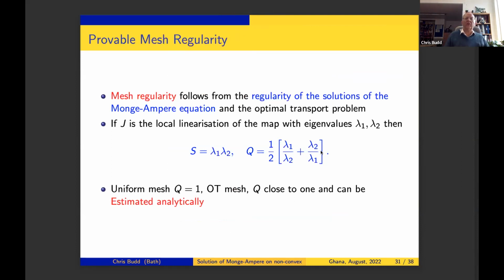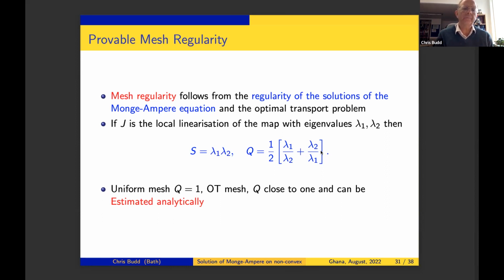But I just want to say something else. One of the key things about meshes is that you want to understand properties of their regularity. And two measures that are important: one is the scaling of the mesh elements, and the other is the skewness. If you have a map with eigenvalues λ1, λ2 as the map from one domain to the other, the scaling becomes the product of the eigenvalues, and the skewness measure is essentially a ratio of the eigenvalues.